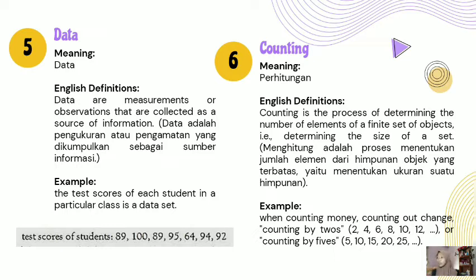Number 6, counting. Meaning is perhitungan. English definition: counting is the process of determining the number of elements of a finite set of objects, determining the size of a set. Example: when counting money, counting out change, counting by twos, or counting by 5.